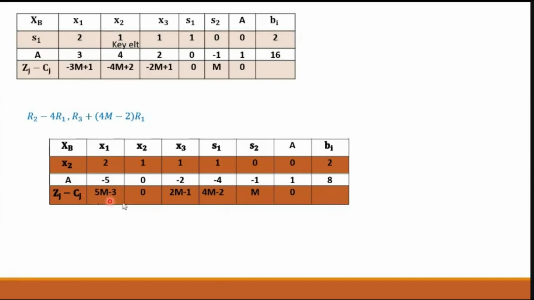So since all Zj minus Cj's are positive, but you are having m also in the last row, and the artificial variable is remaining in the basis. It is not moving outside this xb column. The artificial variable is remaining in the basis, and the value of the artificial variable is equal to 8. If its value comes 0 then it has a solution. Here the value of A is equal to 8.